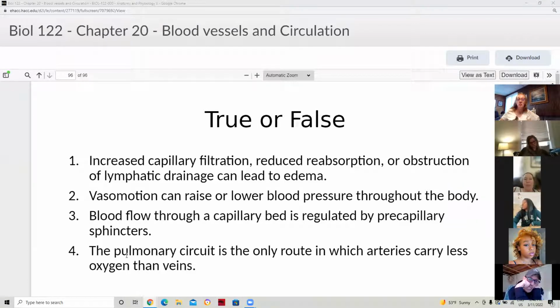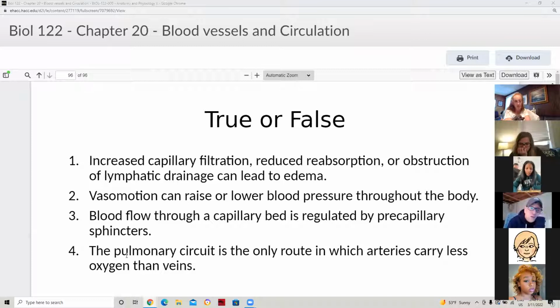So true or false? Increased capillary filtration, reduced reabsorption or obstruction of lymphatic drainage can lead to edema. True or false? True. Vasomotion, remember what vasomotion is, can raise or lower blood pressure throughout the body. True, correct.